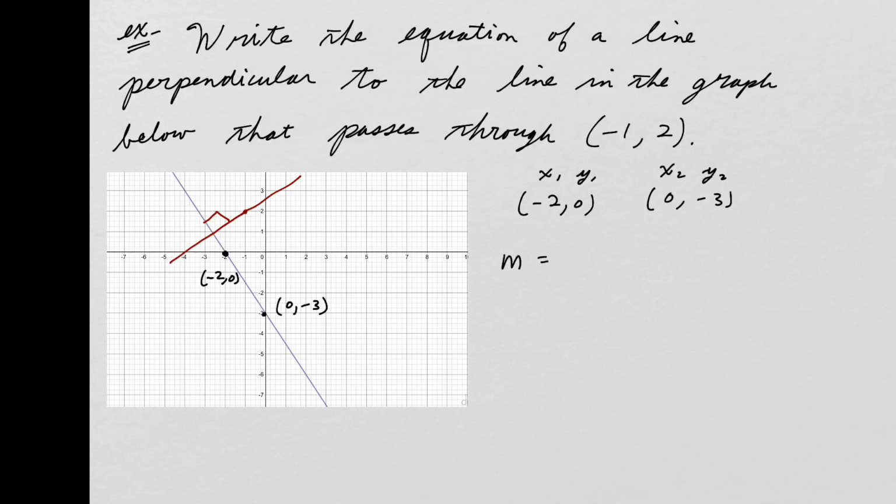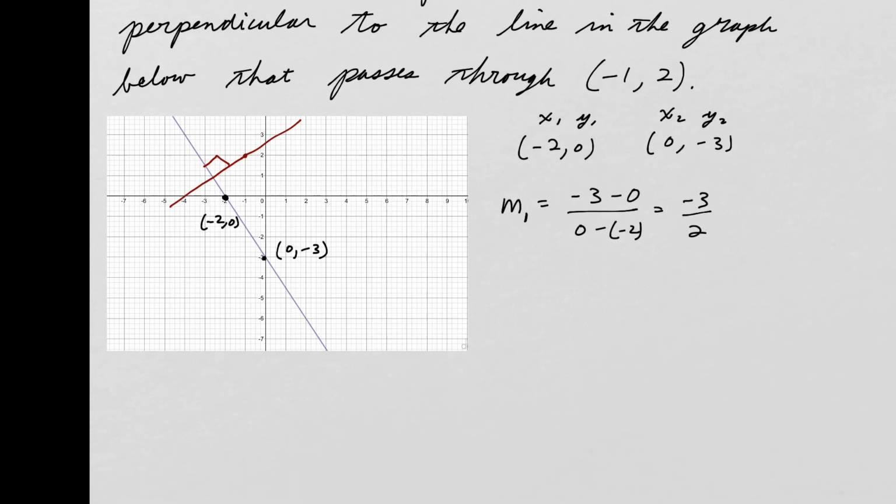So the slope is going to be y2 minus y1 over x2 minus x1. So this will be -3 over +2. So -3/2. Okay, so I'll call this M1, right? This is the given slope. I want my line to be perpendicular. So what is the slope of my line, of this red line here? Well, it has to be the negative reciprocal of that slope, right?